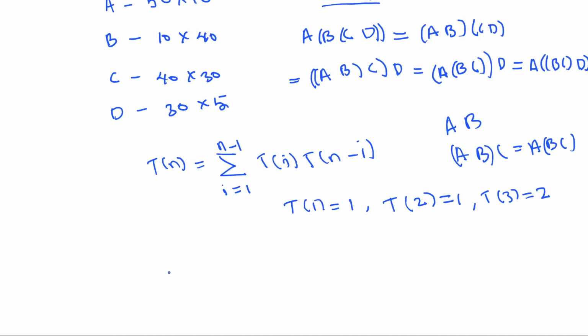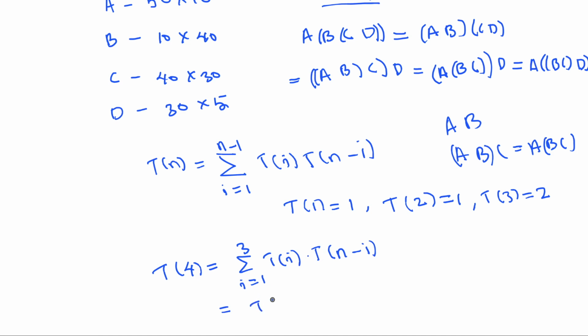Similarly, if you want to find T of 4, then we can use this equation rather than listing down all the possibilities. That is, T of 4 will be sigma I from 1 to 3. That is, this one is n minus 1, where we have n equal to 4 here. So n minus 1 will be 3. T of I into T of n minus I. Okay. So this will be a summation of three different terms.